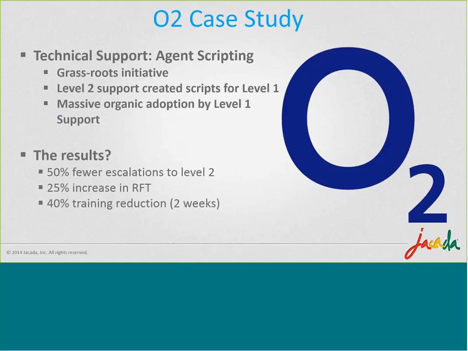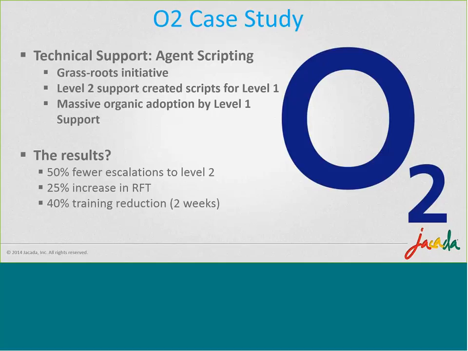Very briefly, a case study. This is O2, part of the Telefonica group out of the UK. This was very much a grassroots initiative in that it was the level 2 support engineers who decided to try this to create scripts for the level 1 engineers. So they just built them by themselves and pushed it out and said, okay, level 1 guys, try this script when the next call comes in. And the results were really quite remarkable, because the level 1 support engineers were now so much more empowered and had so much more information and, the point of this whole thing, so much more guidance available to them. They were able to reduce call escalations from level 1 to level 2 by over 50%.